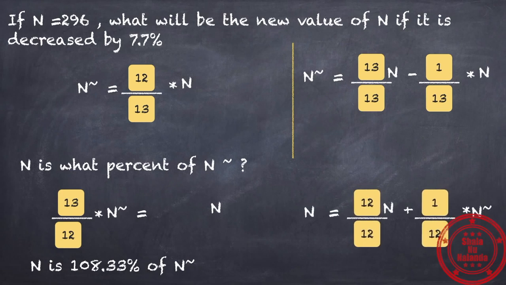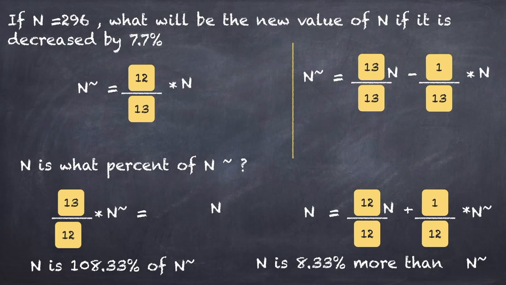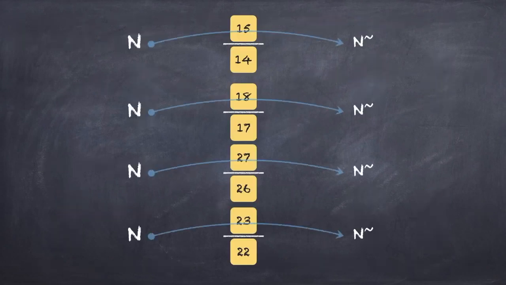Again, how did I come to that so quickly? I know 1 by 12 is 8.33%. And this fraction can be split into n is equal to 12 by 12 plus 1 by 12 of n dash, and 1 by 12 is 8.33, which also tells me that n is 8.33% more than n dash. Okay.